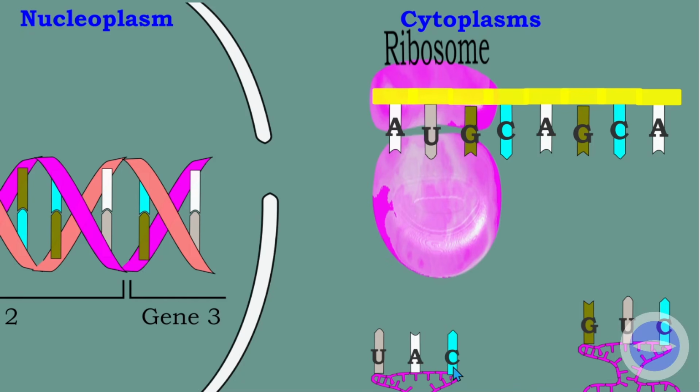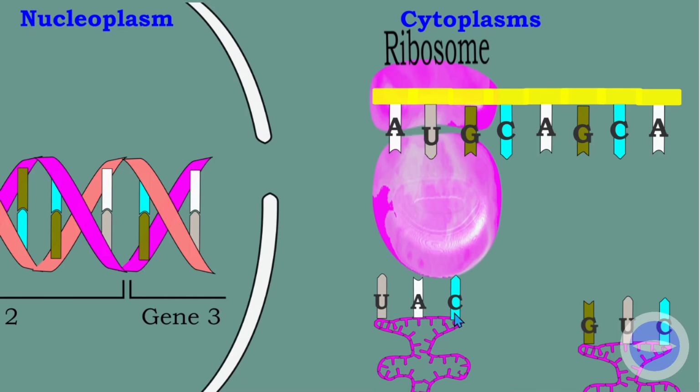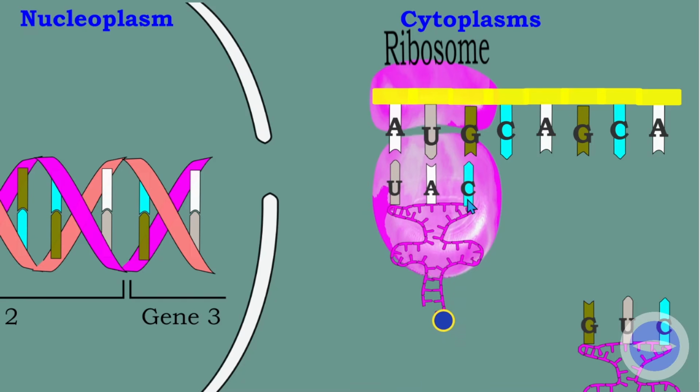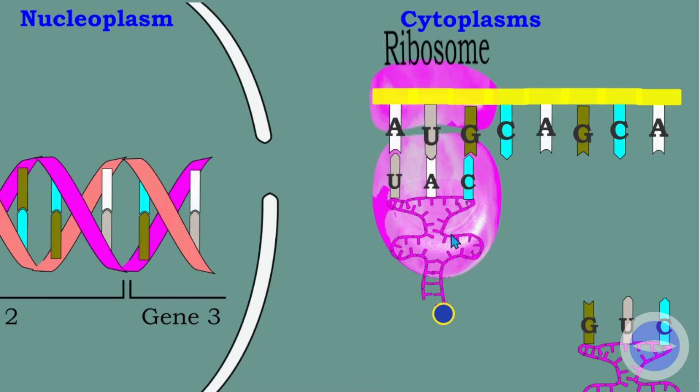So this tRNA here will fit here because A pairs with uracil. Uracil pairs with adenine, and then guanine pairs with cytosine. And then this tRNA has an amino acid. This is the amino acid. And then after it puts it here, this ribosome will try to move in this direction.